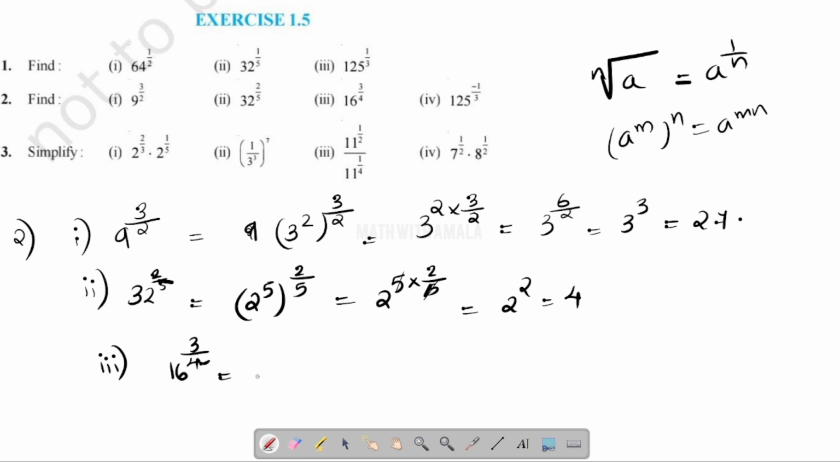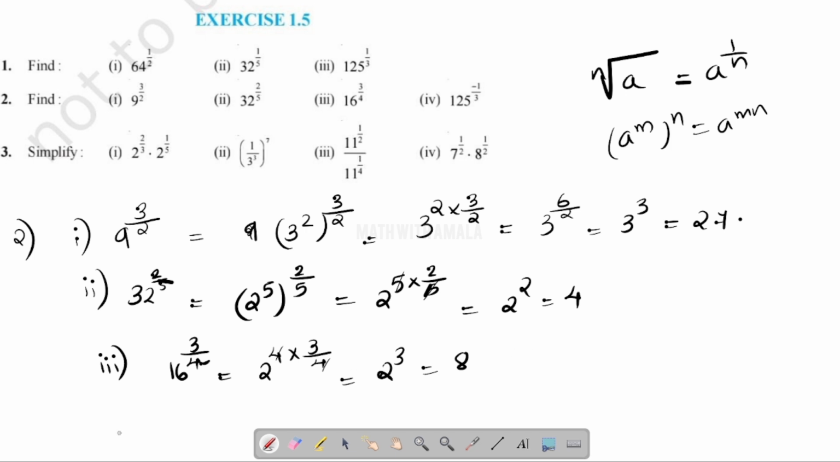So let's take 2 raised to 4 into 3 by 4. That's equal to 2 raised to 4 into 3 by 4. You can just cancel the 4s. You will get 2 raised to 3. Answer is 8. 2 cube is 8.